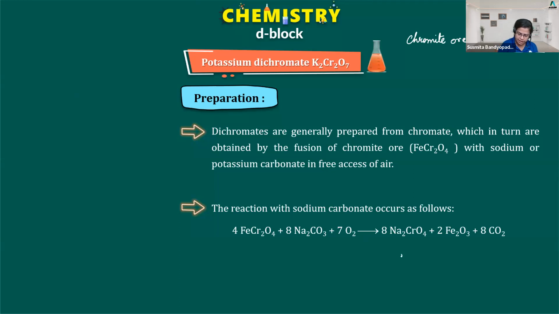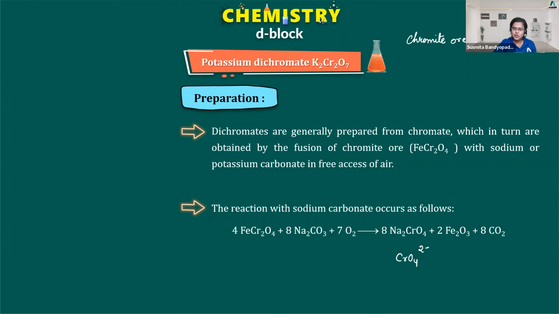Chromate ion, let me write. This is chromate ion, 2 minus. Rest all fine. So now what should be the hybridization of chromium here? Wait till you people give me this answer.